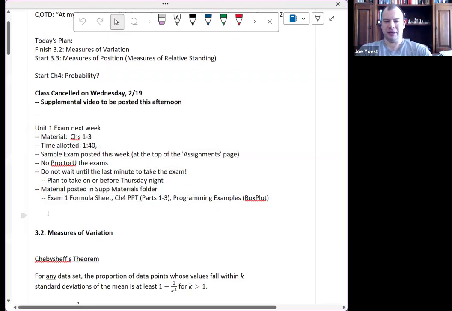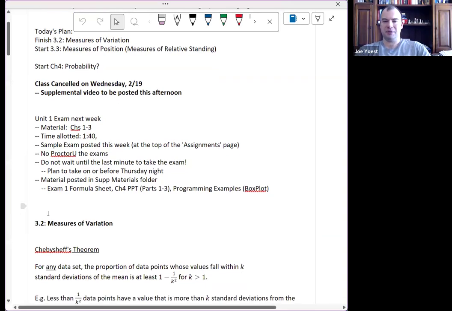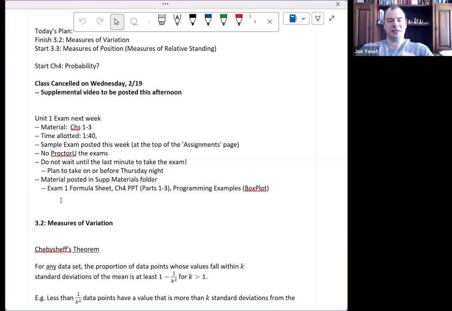The other big administrative thing we have coming up pretty soon is the Unit 1 exam next week. So not the week that we're in now, but the following week. Everybody uses the words next week a little bit differently, I think, but not the week that we're in now, but the week upcoming. The material is on chapters 1 through 3. The time allotted is an hour 40 minutes. And note that you can only take the exam once. You only get one attempt per problem, so a little different settings than the homework.